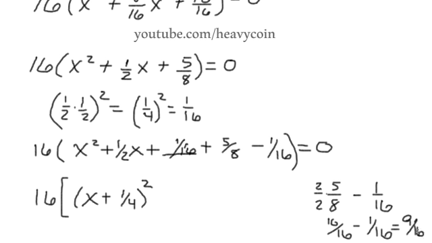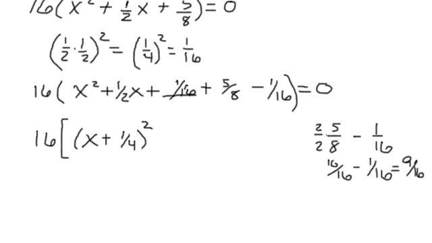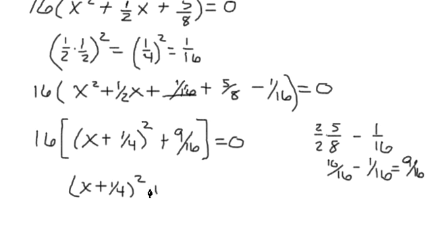And of course, can we break 9/16 down any? And the answer to that is no. So we're going to have plus 9/16. And of course, we'll set that equal to 0. Now we multiply both sides by 1/16. That gets rid of this 1/16 right here. So we have x plus a 1/4 squared plus 9/16 is equal to 0.